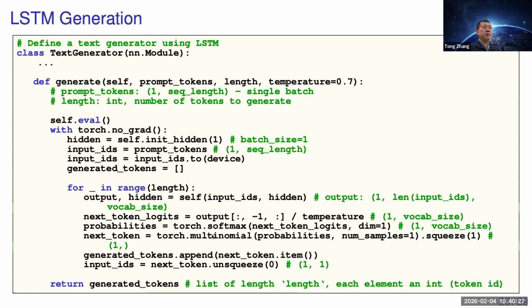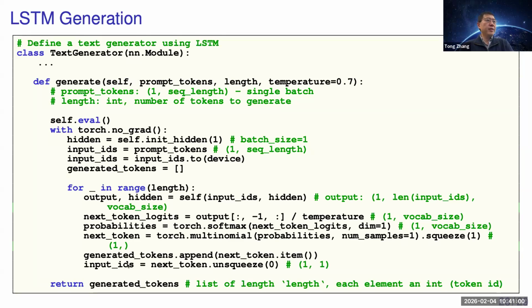which is an integer up to your vocabulary size, from this probability. And then you append this token, and basically you're repeating this process.